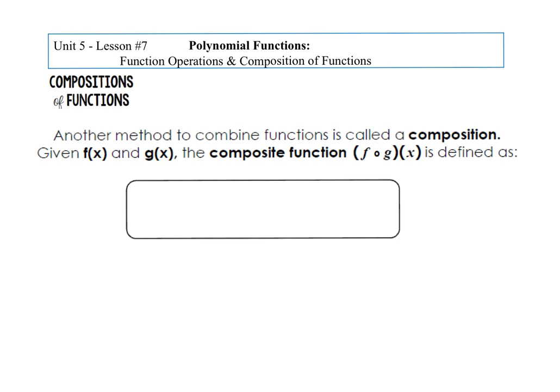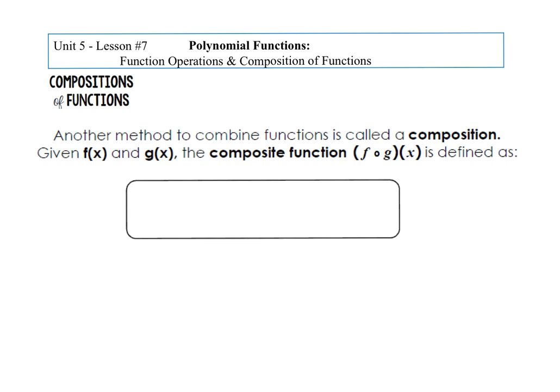So we have our different functions like f of x, g of x, maybe even h of x. And composition functions are where you put one function or equation inside another equation. And it's super, super awesome. Okay, so it says another method to combine functions is called a composition. When you compose something, you're putting them together.